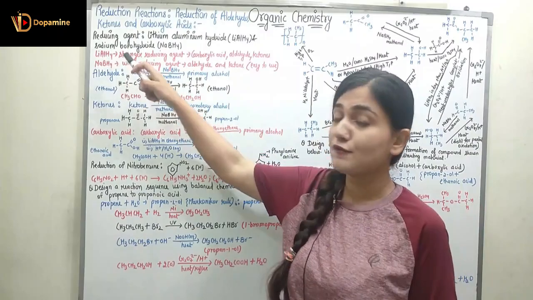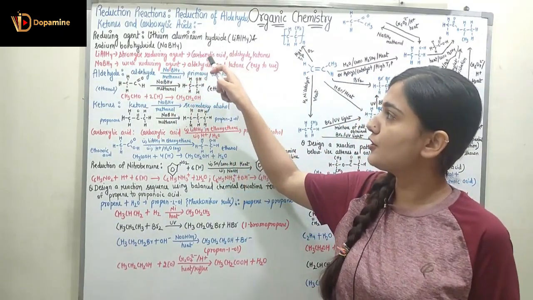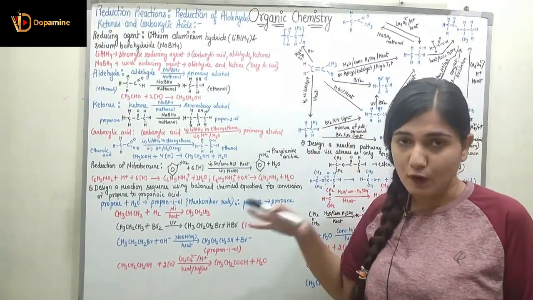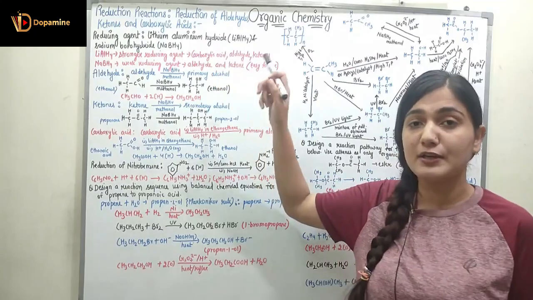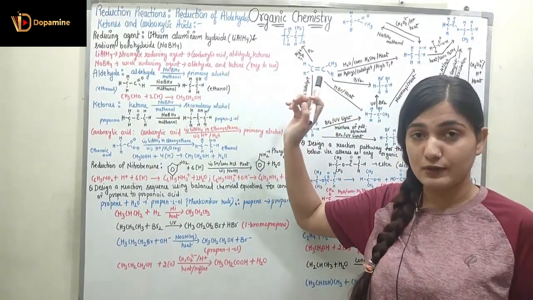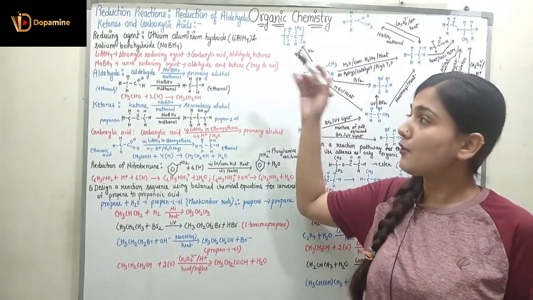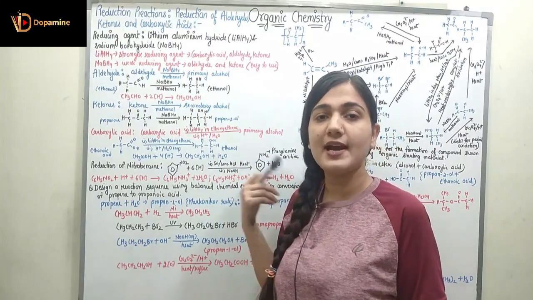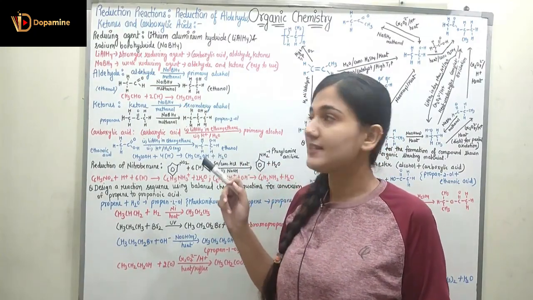LiAlH4 is a stronger reducing agent, right? It is used to reduce carboxylic acid, aldehyde as well as ketones. It can reduce all three of them. Whereas if I talk about NaBH4, it's a weak reducing agent. It can reduce the aldehydes and ketones only, right? LiAlH4 as well as NaBH4 both can reduce the aldehydes as well as ketones, but we prefer NaBH4 because it is easy to use.